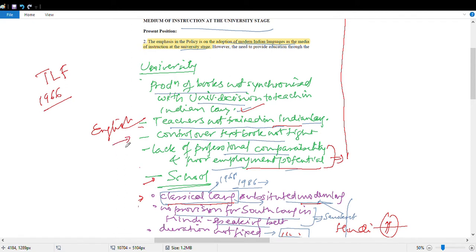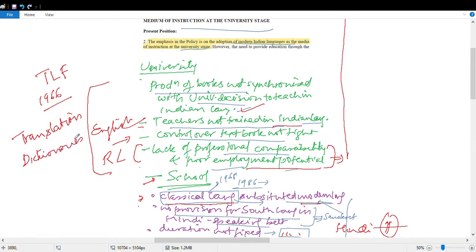Control over textbooks was not as tight as in schools. Then lack of professional compatibility and poor employment potential for the regional languages was again seen as one of the obstacles. Suggestions were given that translation work should be done at a much faster and greater level, and that multilingual and bilingual dictionaries should be introduced so that it would help at university level and other things.